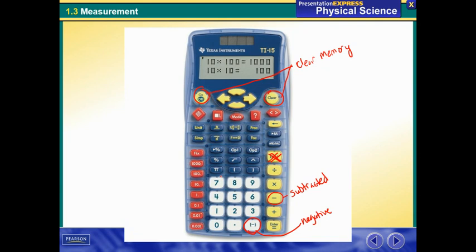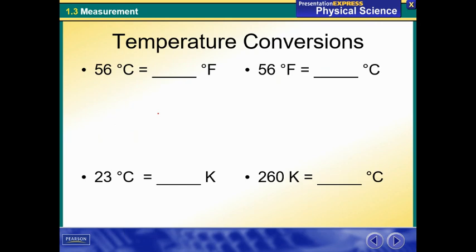A couple other buttons that are kind of important is right here. These are your parentheses buttons. And then last but not least, this button right here allows you to go from a fraction to a decimal. So if your calculator gives you an answer in a fraction like 23.3 over 9, you can change that to a decimal. And those are important because these buttons you might use when you're using these examples.